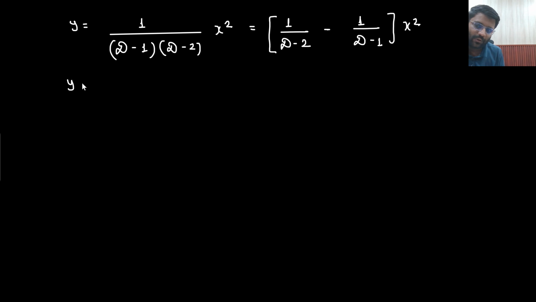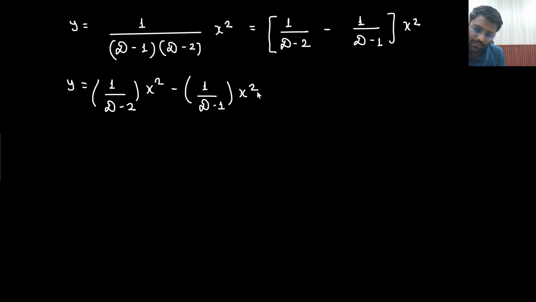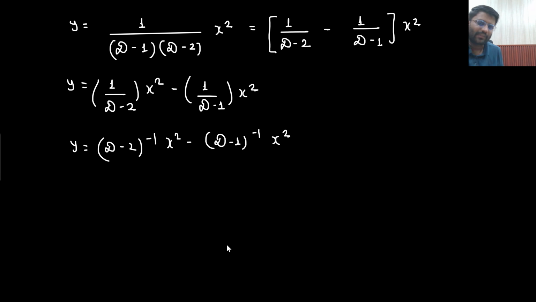So your y is coming out to be 1 upon d minus 2 into x square, minus 1 upon d minus 1 into x square. Now you take these upward, what will you get? (d minus 2) to the power minus 1 x square, and take this one upward as well, (d minus 1) to the power minus 1 x square, right?